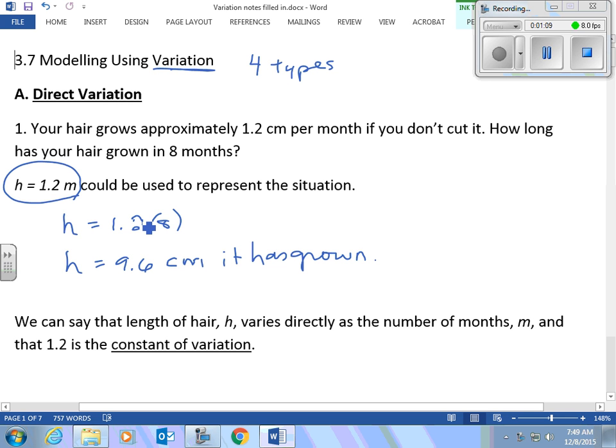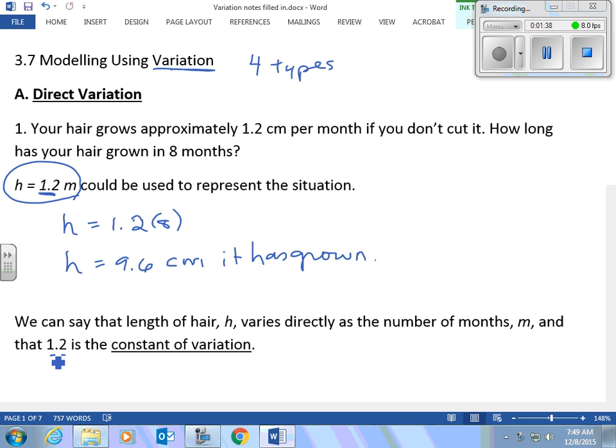What we can say about the length of the hair and the number of months, though, is that the length of hair varies directly as the number of months, and this 1.2 here is the constant of variation. So it's the one number that stays in the formula as the number of months or the length that the hair has grown will vary with time.